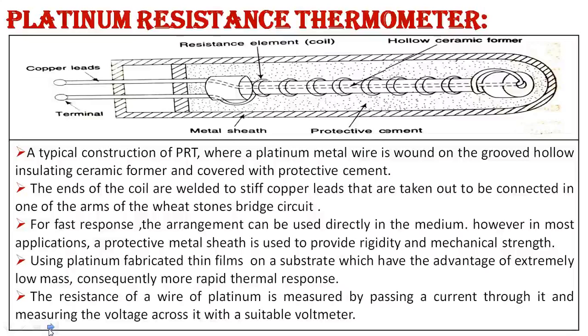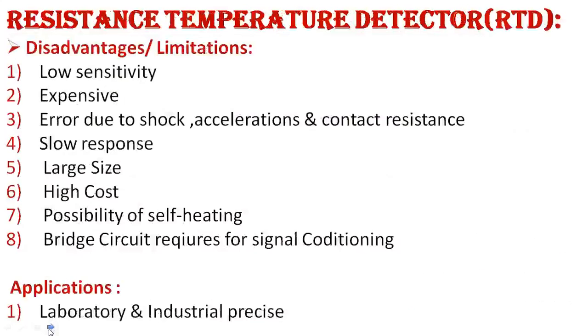For fast response, the arrangement can be used directly in the medium. However, in most applications, a protective metal sheath is used to provide rigidity and mechanical strength. Using platinum fabricated as thin films on a substrate has the advantages of extremely low mass and consequently more rapid thermal response. The resistance of the platinum wire is measured by passing a current through it and measuring the voltage across it with a suitable voltmeter.